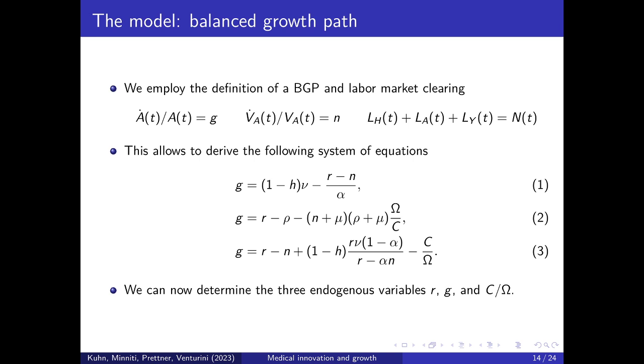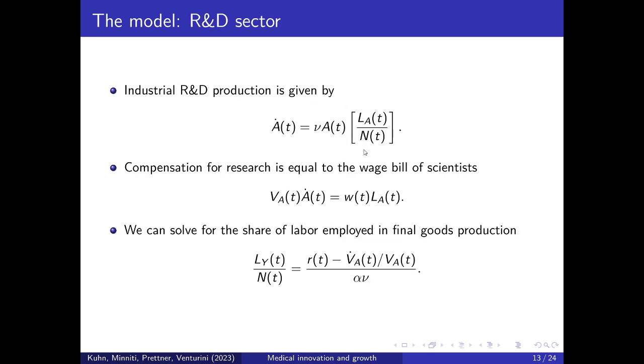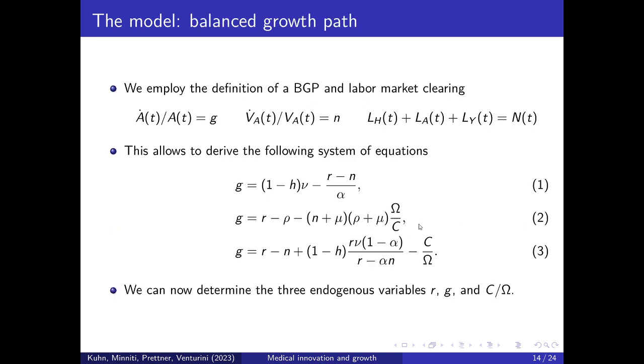And this now allows us to derive a system of three equations in three unknowns: the interest rate, the growth rate of the economy, and the consumption to asset ratio, but also the variables on which we perform the comparative statics, basically healthcare and medical innovation that drives healthcare. The first equation is derived from the production function in the research and development sector. The second equation is the aggregate Euler equation, and the third equation comes from the aggregate asset accumulation equation.